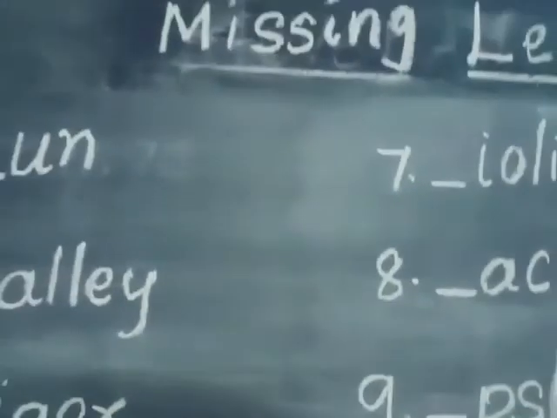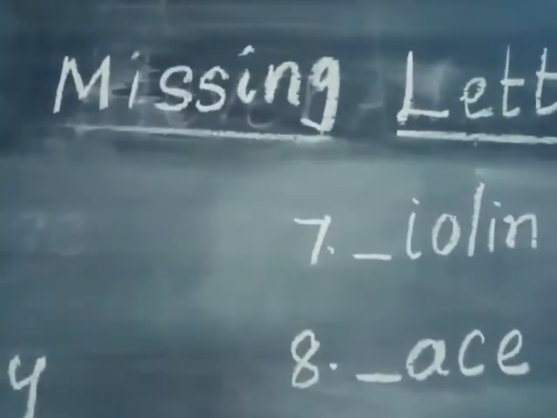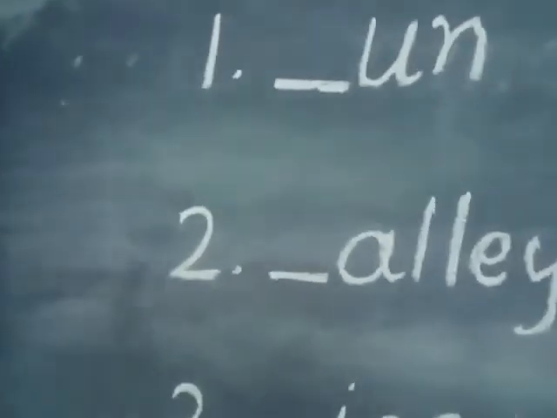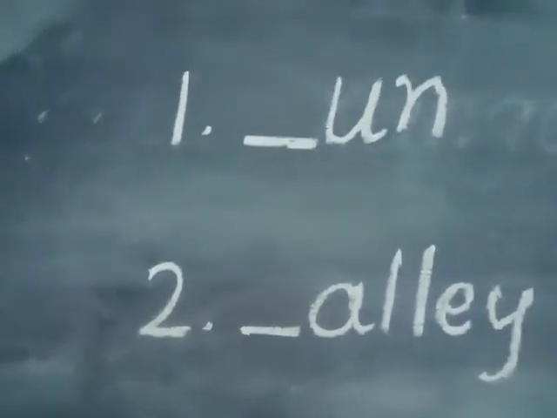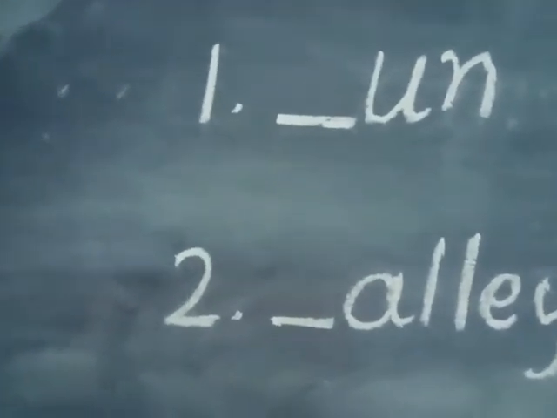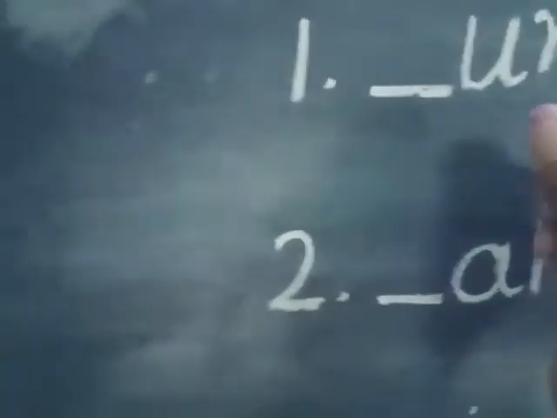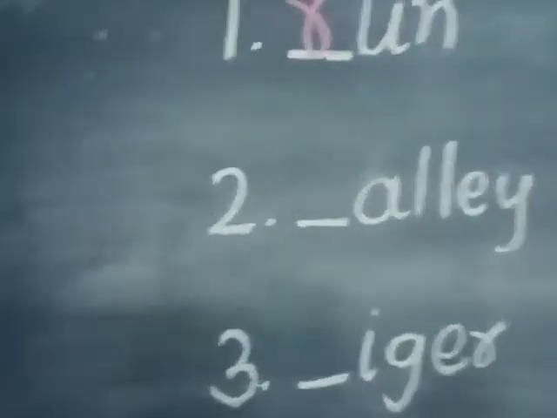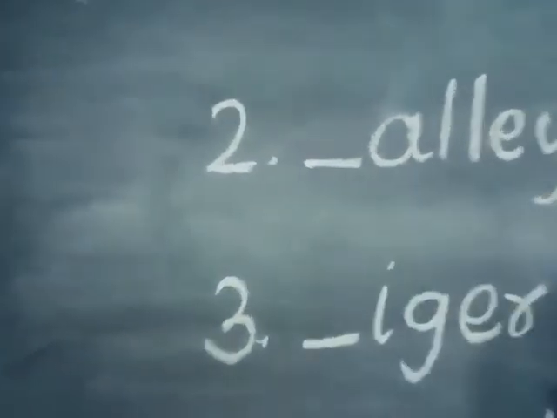Okay, children, now we move on to our next activity. You need to write the missing letters. Okay, so I am going to read out the words. Okay, the first one is run. So what is the sound? R. So which letter do you write here? R. Run. Okay.